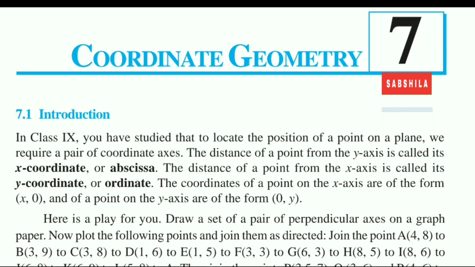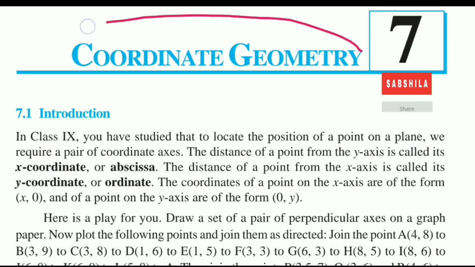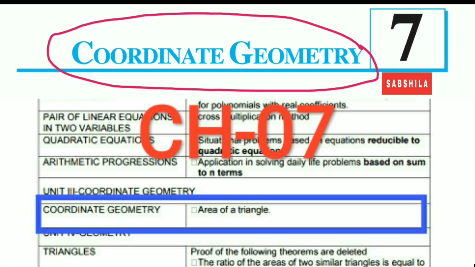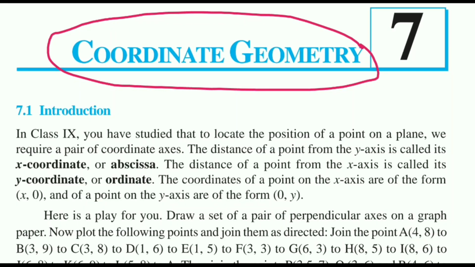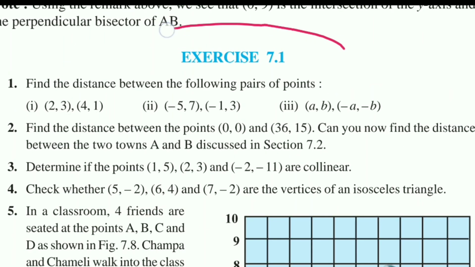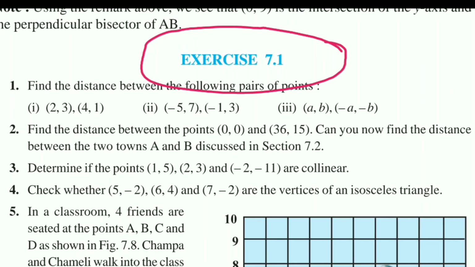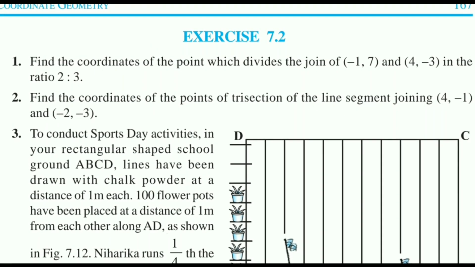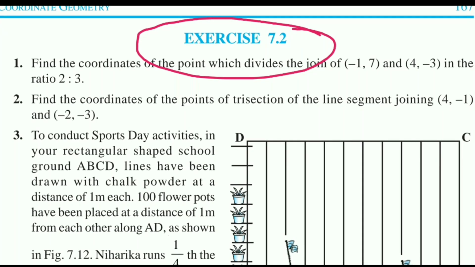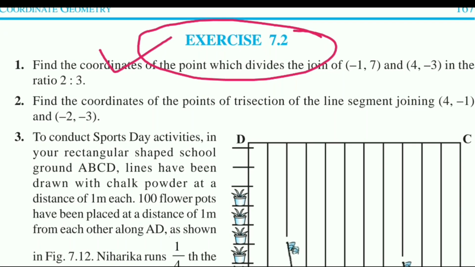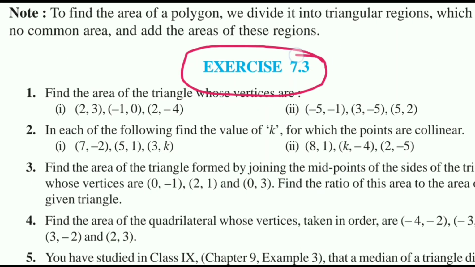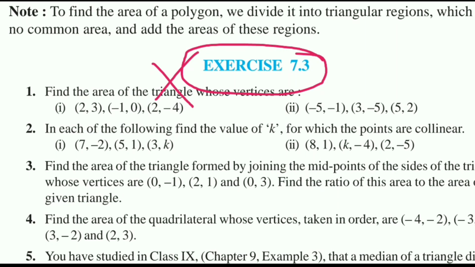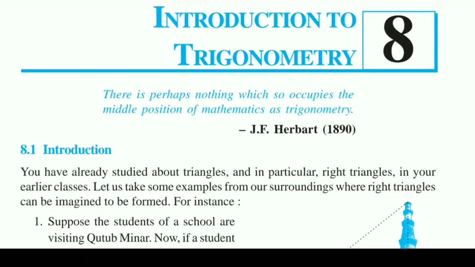If we talk about chapter number 7, that is coordinate geometry, only one topic has been removed, that is area of triangle. That means you have to read exercise 7.1. You have to read exercise 7.2 also. Exercise 7.3 has been removed, so don't read this exercise.